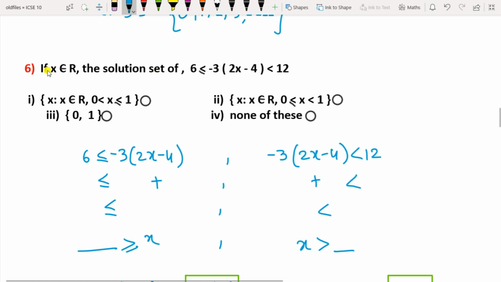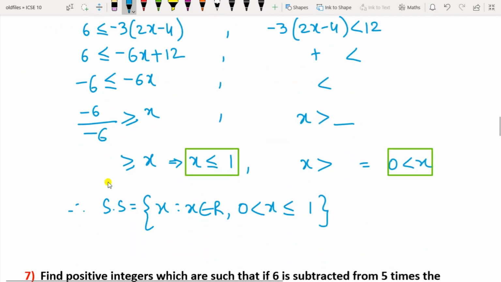Now question 6 here is, if x belongs to R, real number, then the solution set of this equation is, so this will be 6 minus 6x plus 12. Okay. Now bring the 12 on this side, so it will be 6 minus 12 is minus 6 less than or equal to minus 6x. So this is minus 6 upon minus 6. You are dividing by a negative number, so you have to change the sign, and greater than or equal to x now. So this will be minus 1 is greater than or equal to x.